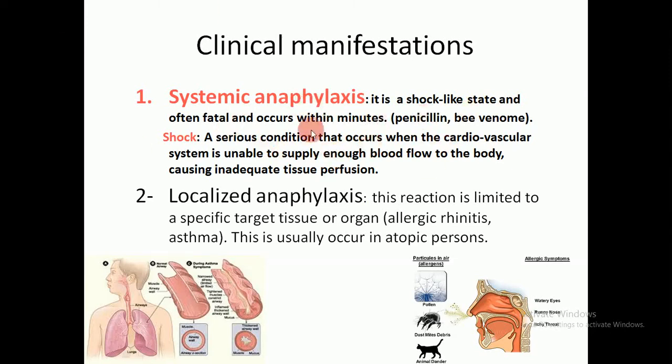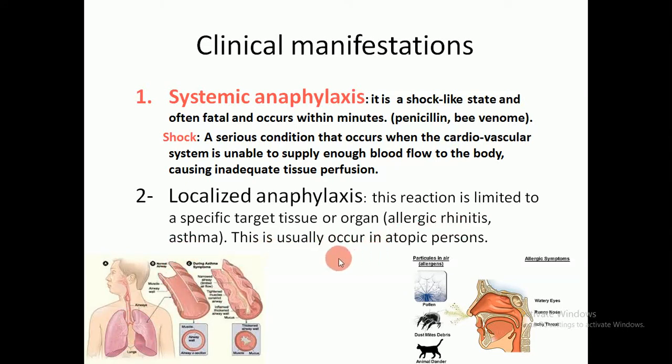And this is fatal. Systemic anaphylaxis is fatal, while localized anaphylaxis, why is it called localized? Because it occurs in a limited or specific organ or tissue. If it occurs in the nose only, it's called allergic rhinitis. When it occurs only in the lung, it's called asthma.